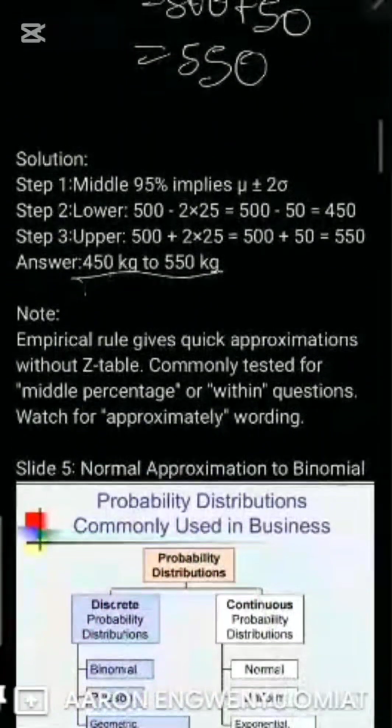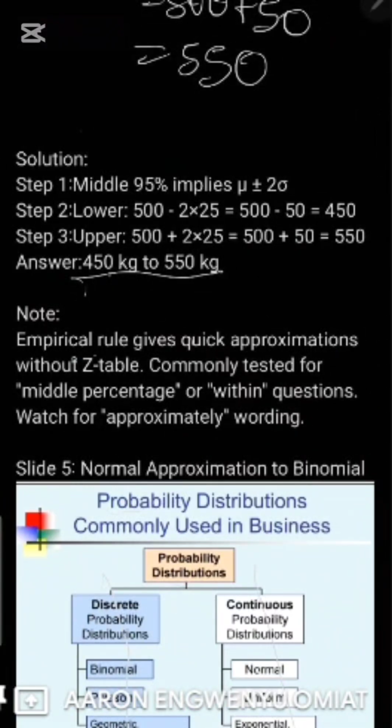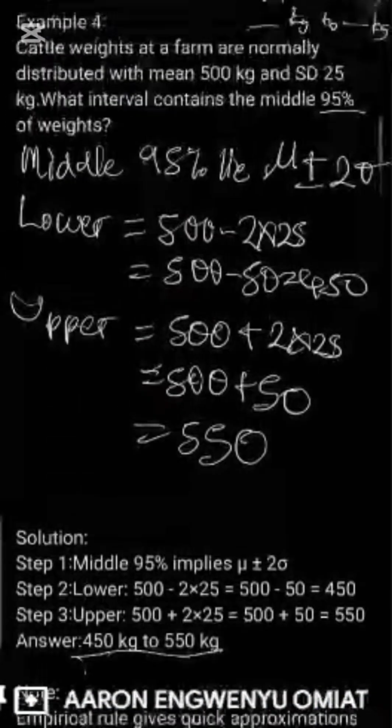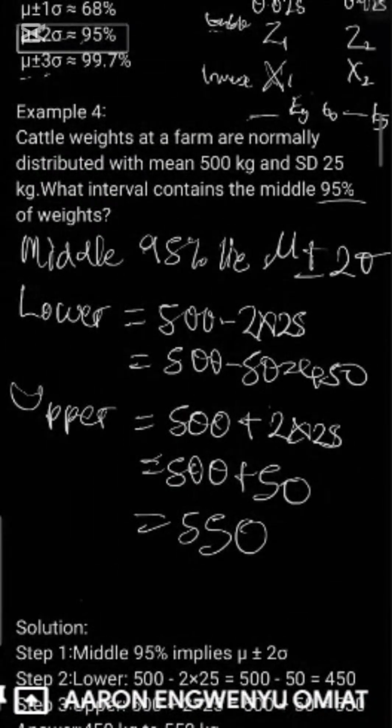So the empirical rule gives quick approximations without the Z table. It's commonly tested for middle percentage or within questions. You have to watch out for the word approximately. For you to use the empirical rule, the question must ask for an approximate value.